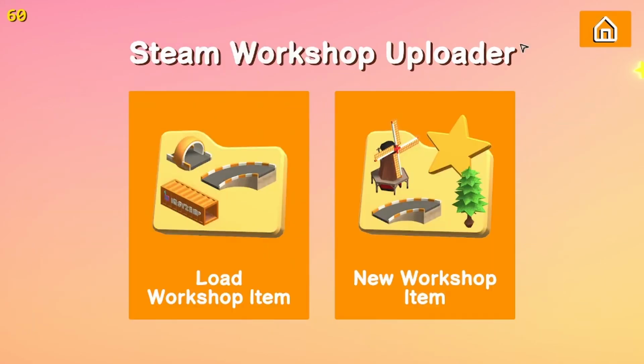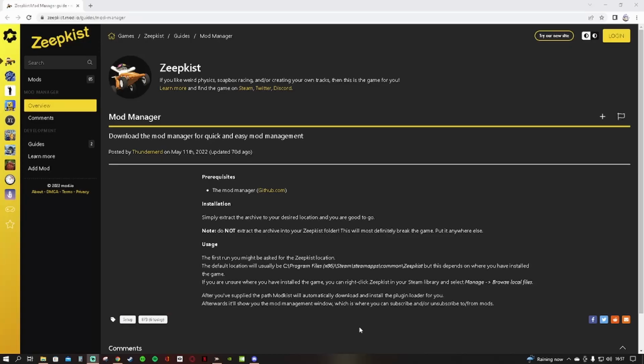Alright. For the people who want to be able to scale their track pieces and all that, I will do a quick rundown on how to download Zeepkist or modkist for the mods. It's not hard. I'll leave a link in the description to this webpage. But what you do is you go on here, you click on the GitHub link.